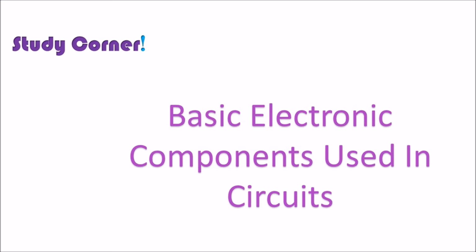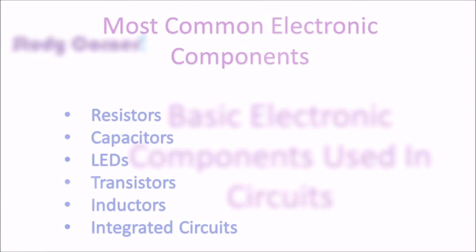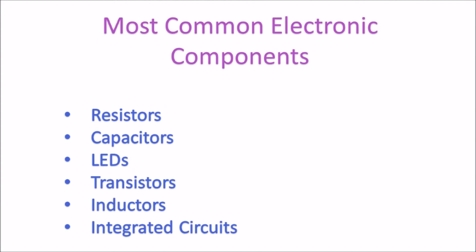In this article I will give you a simple overview, with an explanation of the basic electronic components, what they are and what they do. These are the most common components: resistors, capacitors, LEDs, transistors, inductors, integrated circuits.